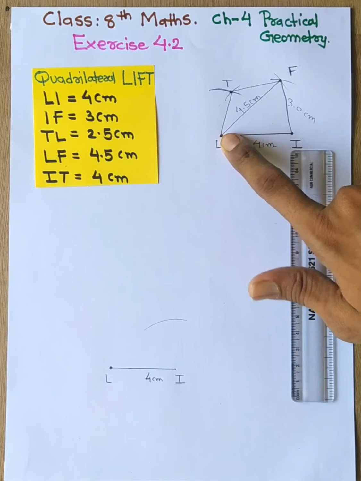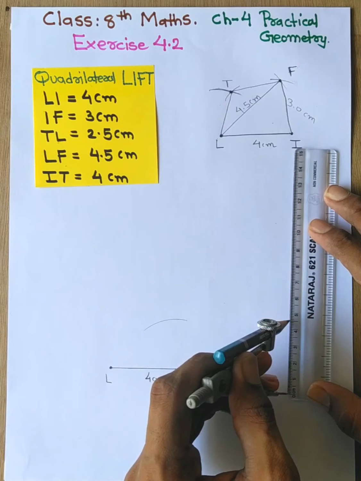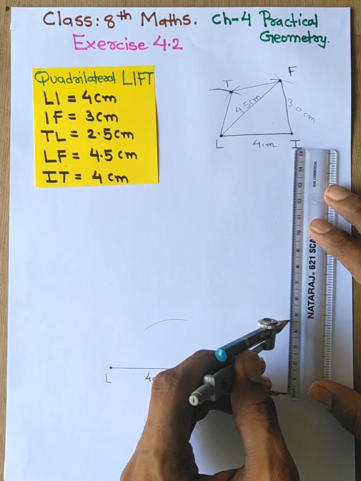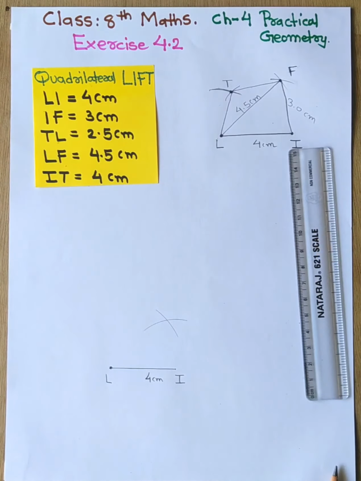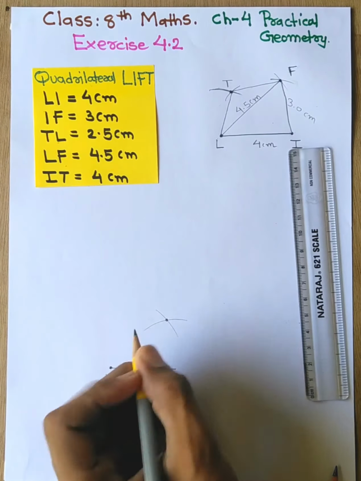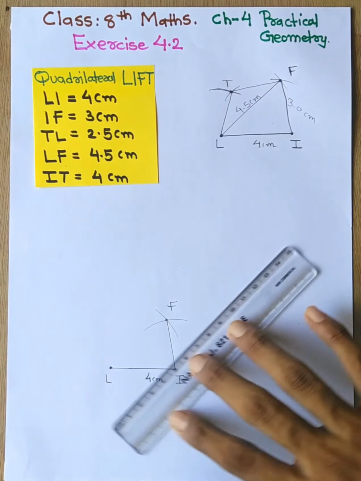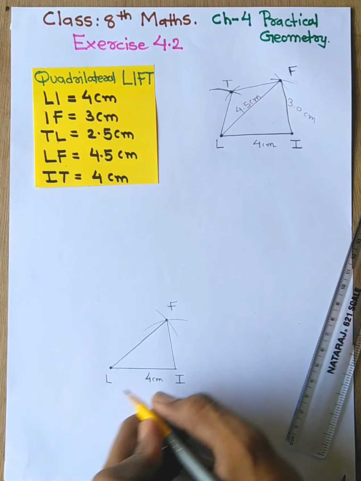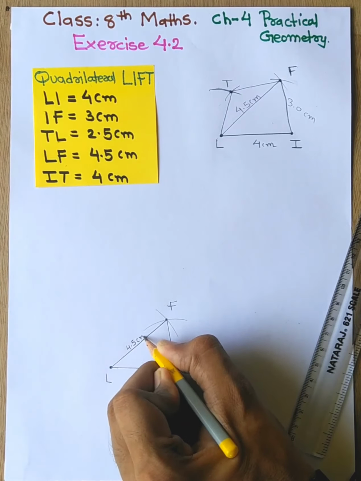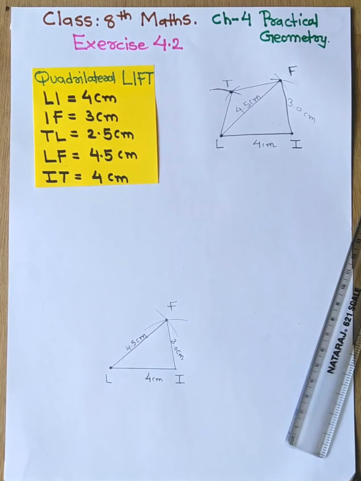Now from L we have to make another arc, that is 4.5 centimeter. So taking the center as L, I will draw an arc. These two arcs intersect at a point called F. So here I am joining IF and LF. Right, so according to our technique, we have successfully made a triangle 3 centimeter, 4.5 and 4. Now the only thing left is to obtain point T.